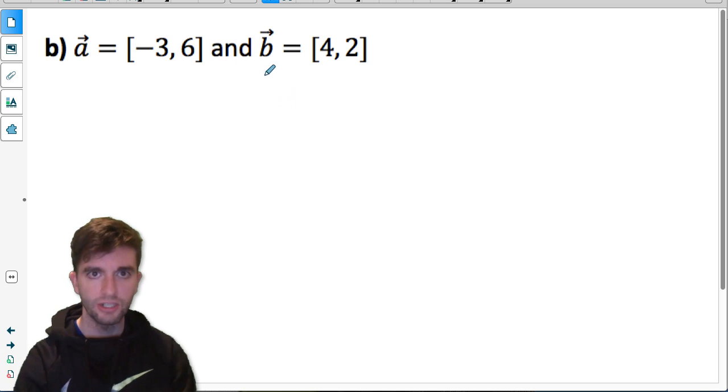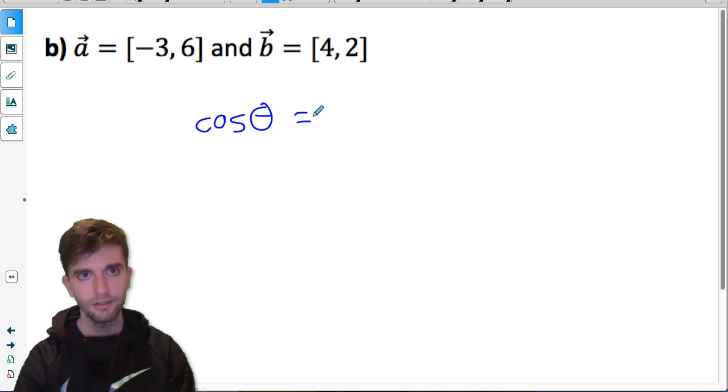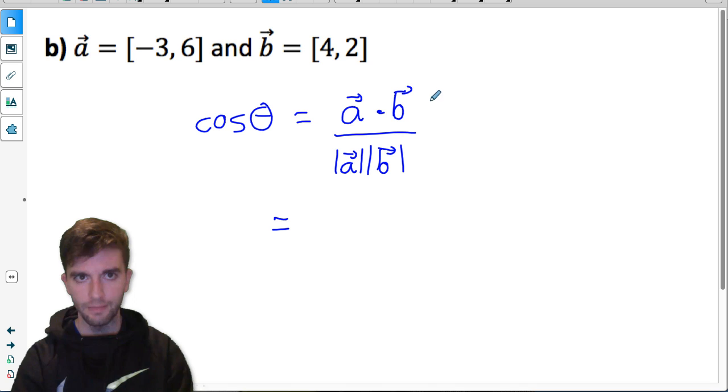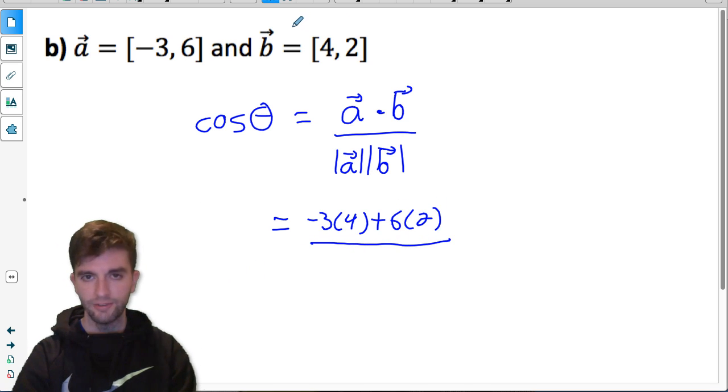Part B, same question, find the angle between the two vectors. They're algebraic vectors, so we can use the rearranged dot product formula. Cosine theta equals a dot b divided by the magnitude of vector a times the magnitude of vector b. So if I want to do a dot b, I multiply the x components, -3 times 4, plus multiply the y components, 6 times 2. Now I divide by the magnitudes.